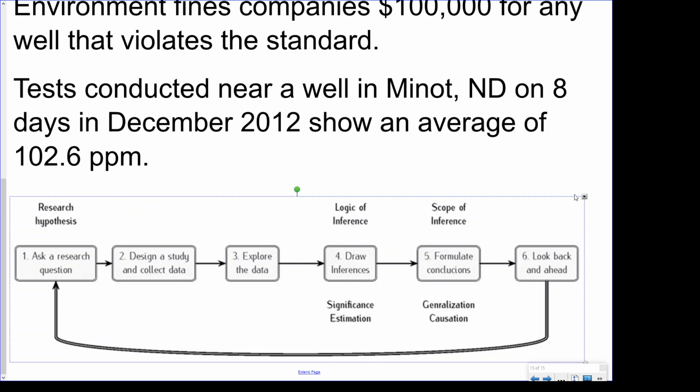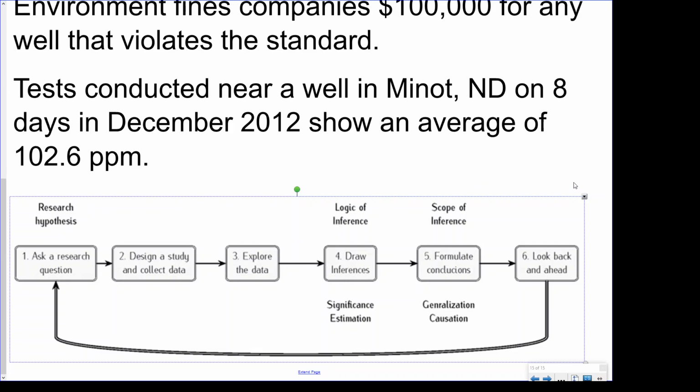All right. So, what is the research question? The research question is, is this well polluting beyond the industry standard? Are they polluting too much? They can go up to 100 parts per million and no more. So what do they do? They pick a well, they test the groundwater near it on 8 different days in December 2012. And they average it out.